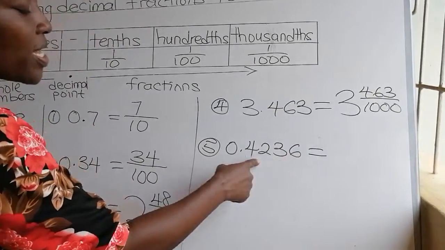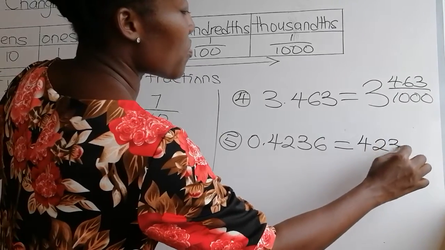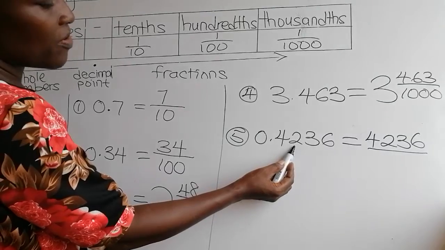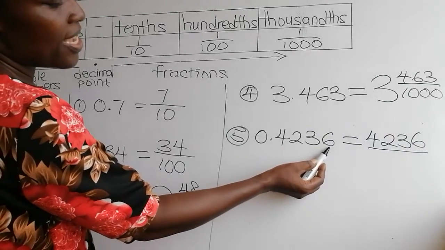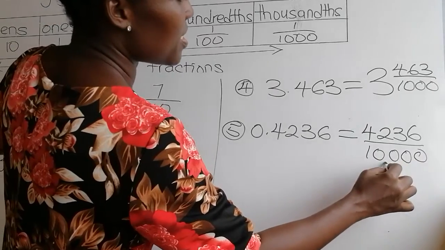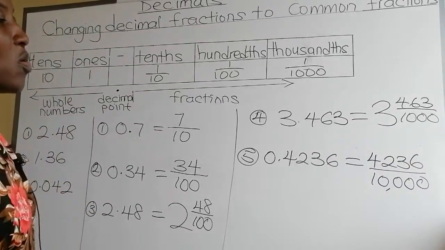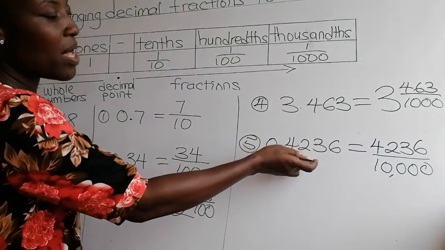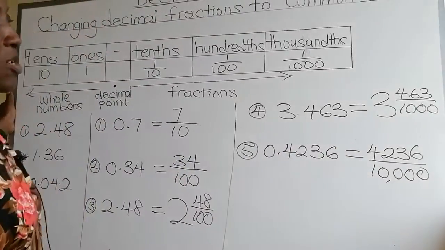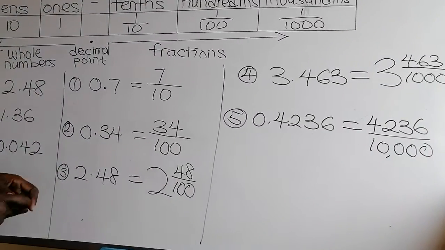Wow, now we have 4 digits here. So let's write our 4 digits: 4, 2, 3, 6. Out of what? Tens, hundreds, thousands, 10,000. So here it is going to be 10,000. And then it continues on and on. So you know what? You can write any decimal number yourself and try getting the numerator and the denominator. And that is how we get common fractions from decimal fractions.